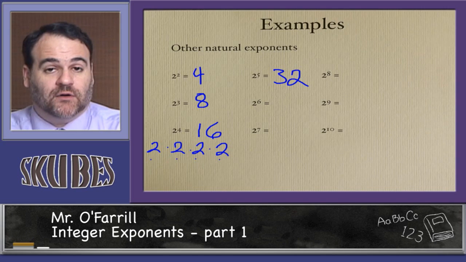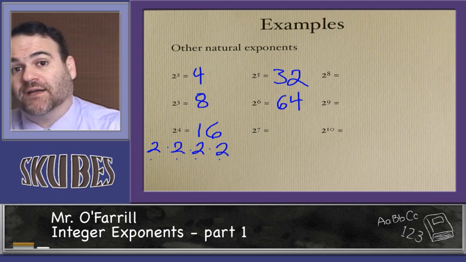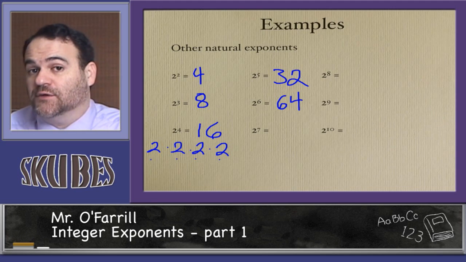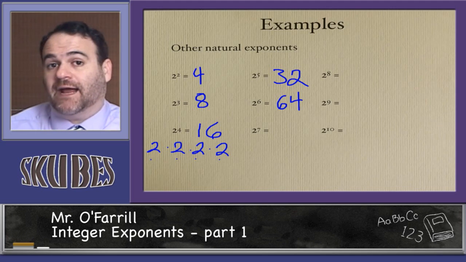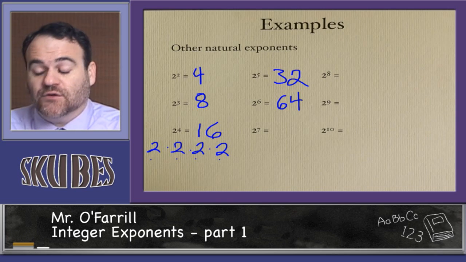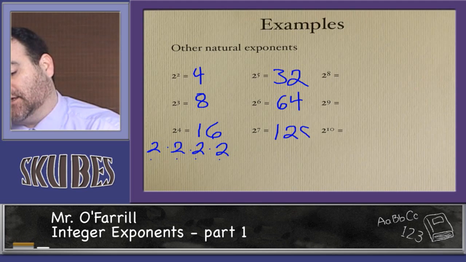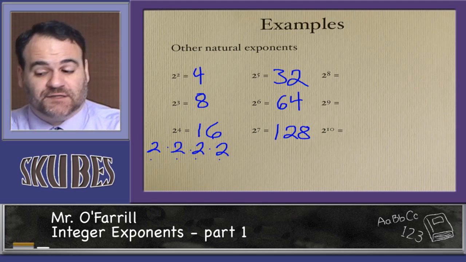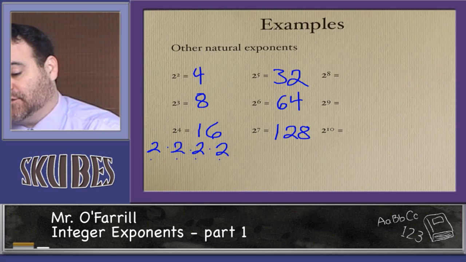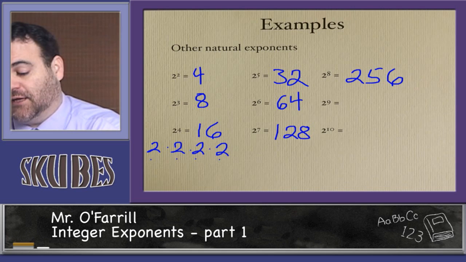2 to the 6th power is 32 times 2, which is 64. You might recognize that as 4 to the 3rd power as well. You'll see why that happens in part 2 of this 2-part lesson. 2 to the 7th power is going to be 2 times 64, or 128. 2 times that gives us 256, or 2 to the 8th power. Double that one, or multiply it by 2, you get 512.